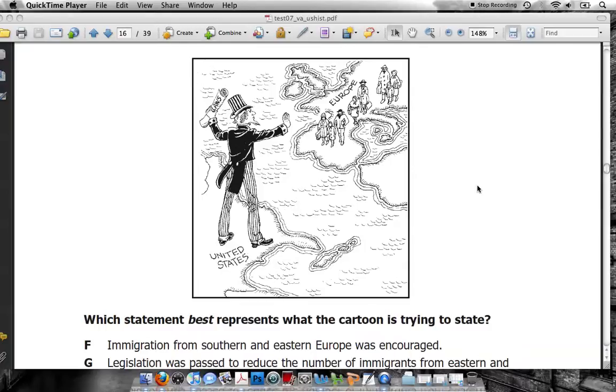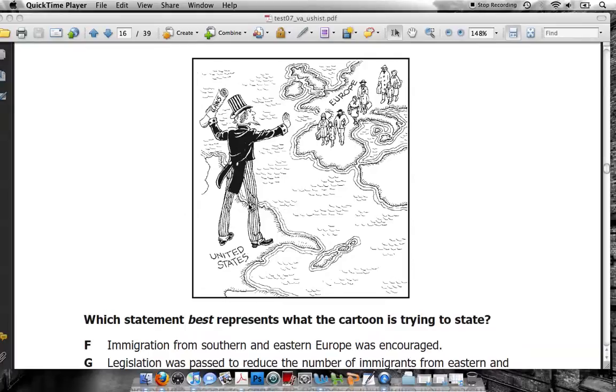Well, let's look at some of the symbols. We have the United States, and we can vaguely recognize the outline of this map. And then we have Europe. We can recognize that too. Atlantic Ocean in between.